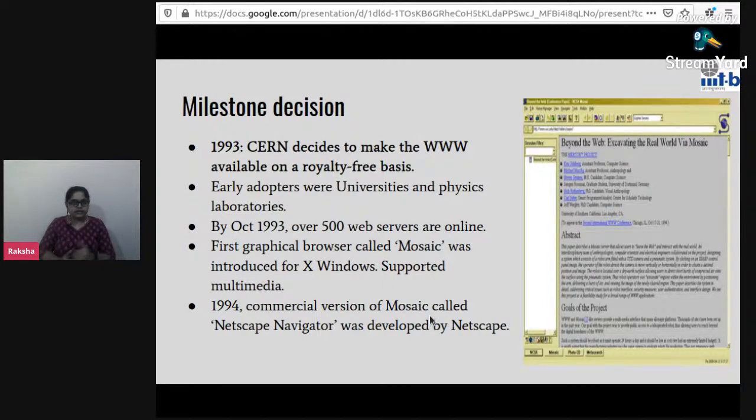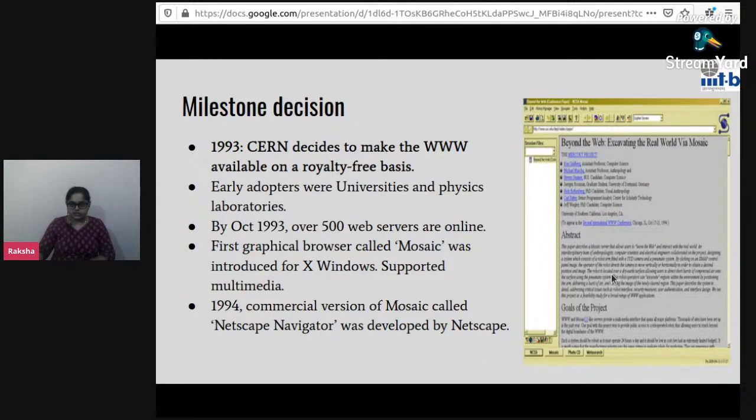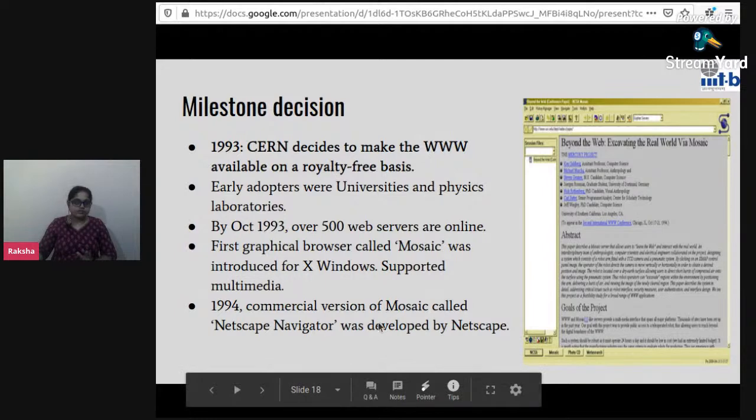And by October 1993, there were over 500 web servers that were online, and most of the web servers were in the educational institutions. Right, so that is when the first graphical browser called Mosaic was built. And the image on the right is the first browser that was there. And as you can see, it was not a multimedia browser, right? It is only a text browser. So in 1994, there was a commercial version of this browser called Netscape Navigator, and that was available for the public.